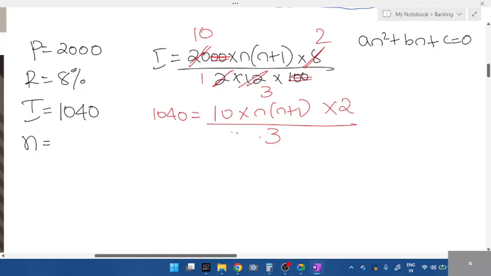What happens to 3 if it goes to the other side? All of you respond. It gets multiplied. Right? What happens to 10 and 2 if they go to the other side?